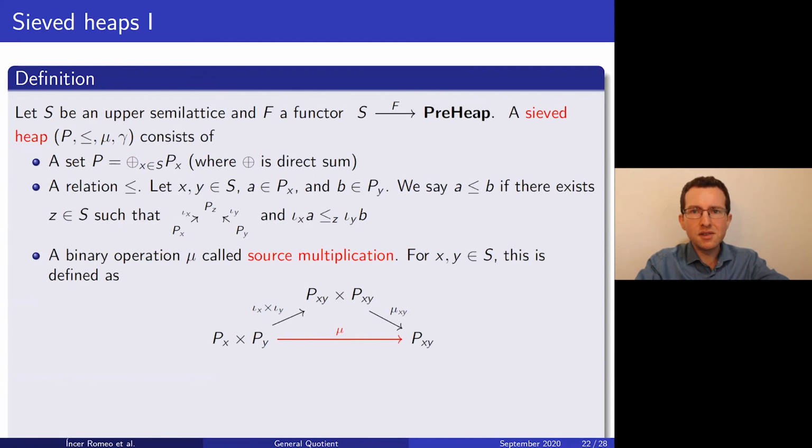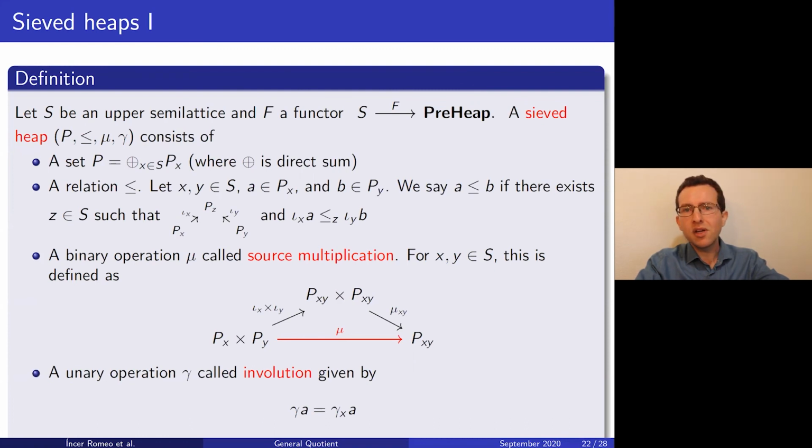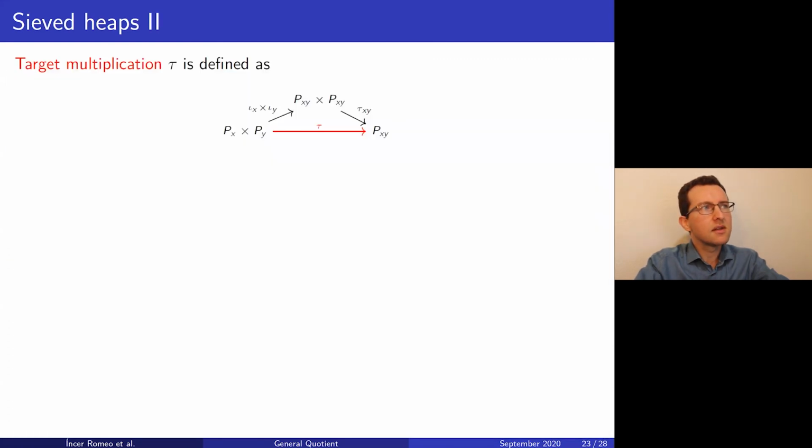The final object that we have in the definition of a seed heap is involution, and involution is given by: whenever you apply gamma to an object A of the seed heap, that is the same thing as applying the local gamma to that object. Target multiplication is defined exactly as you would expect. Instead of having mu in the previous diagram, we have tau in the diagram, and we obtain the definition of tau. Why are seed heaps interesting?